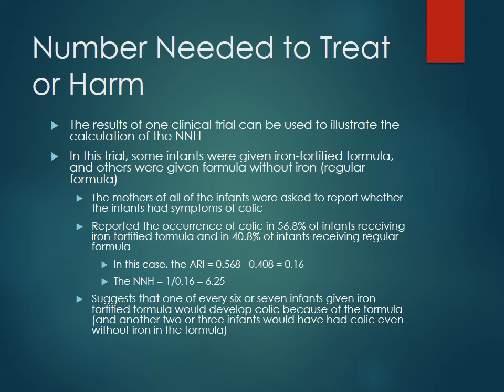Again, anytime you're having a risk reduction or risk increase, the difference there, right? You don't want to do a risk ratio and get the reciprocal of that. That doesn't really give you any information. But with an absolute risk difference, by taking the reciprocal of that, you'll get your number.